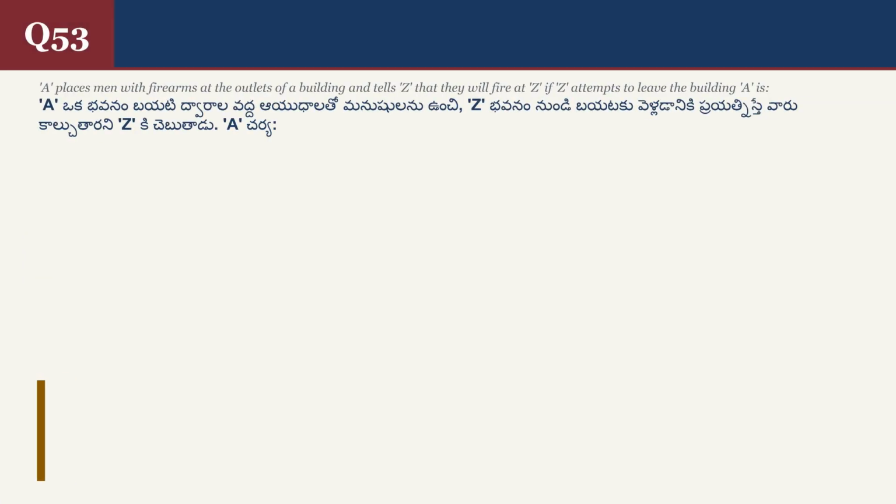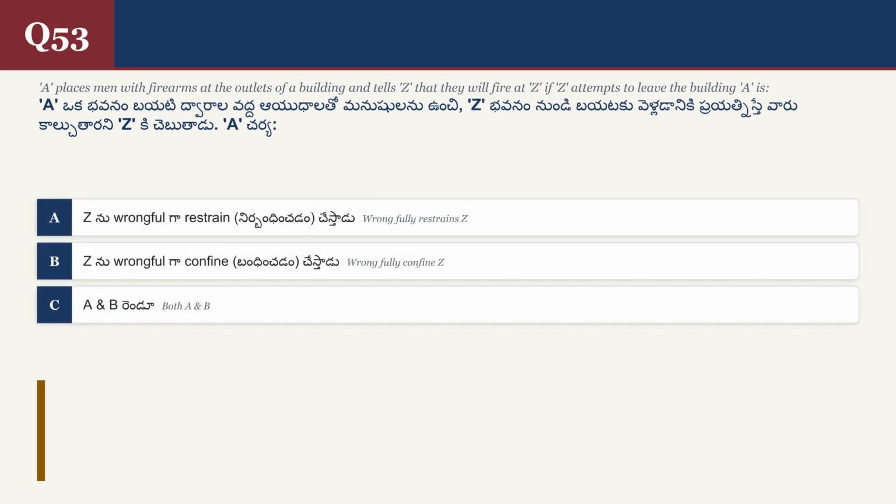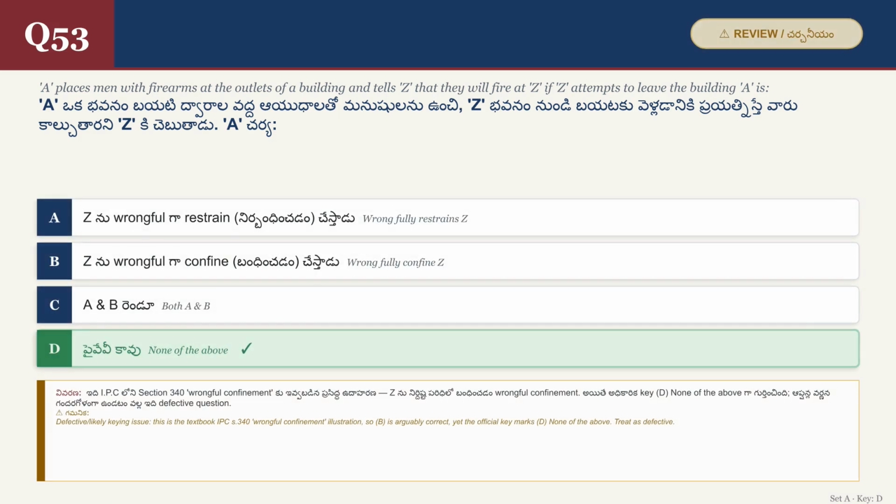Placing armed men at the exits of a building to prevent Z from leaving, intending to confine him, is an illustration of wrongful confinement under IPC Section 340. However, as the question is defective, none of the above is marked as the official key.